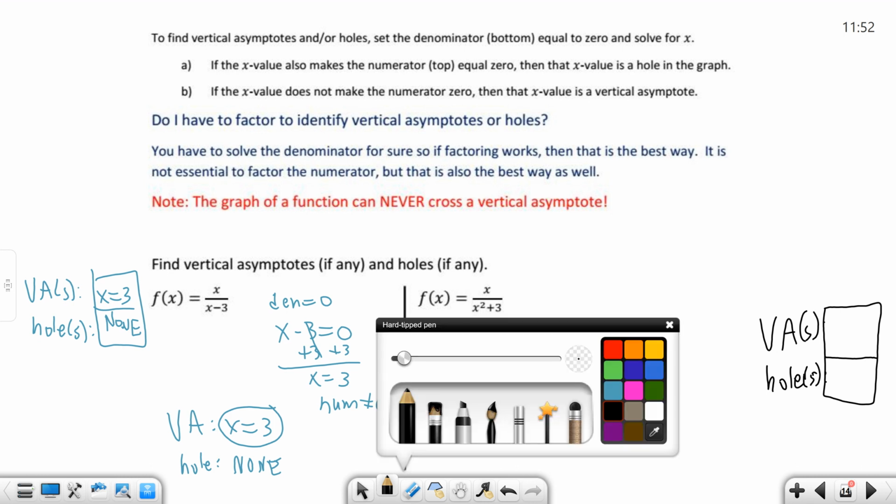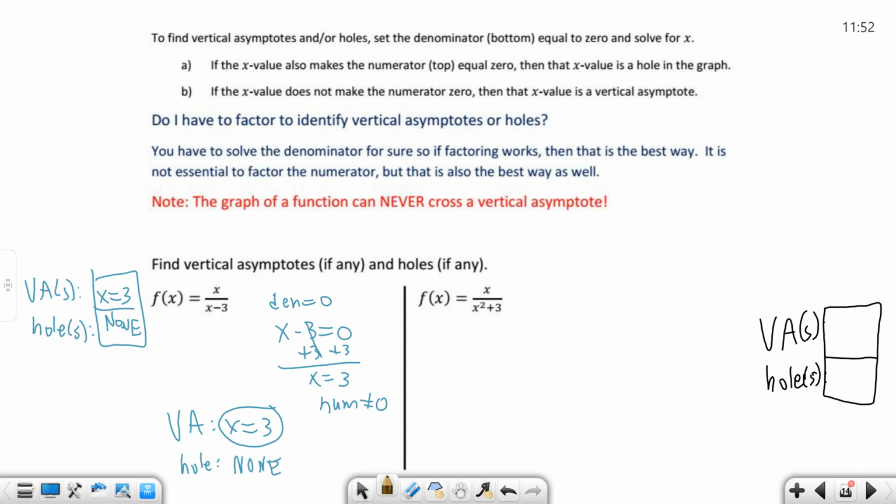So when we work this problem, what about this problem? x over x squared plus 3. Well, I have to find out first where the denominator equals 0. That's the first thing I have to do. So x squared plus 3 equals 0. I can't factor that. In fact, that's the sum of squares. You can't factor x squared plus 3. If you try the quadratic formula, you're going to get imaginary numbers, which are not real numbers. So no real number makes that equal to 0.